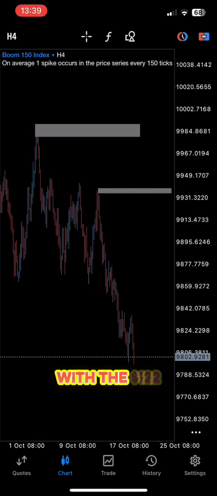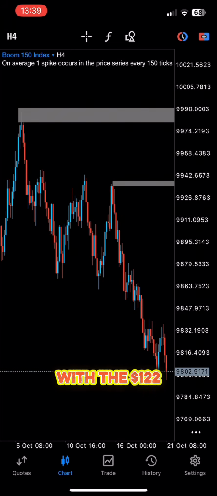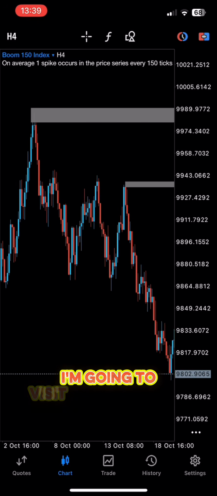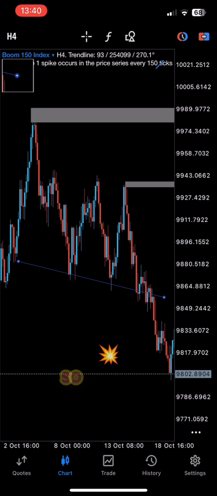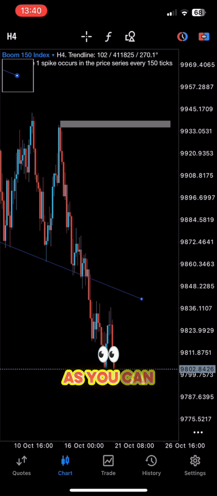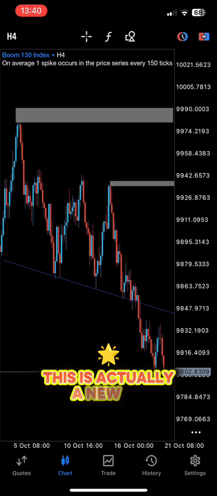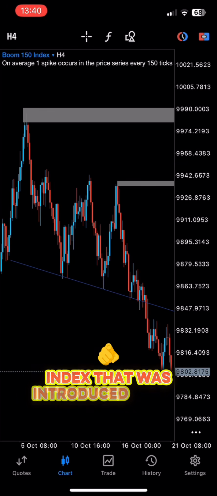With the $122 that is left in the account, I'm going to visit the volatility index, the Boom 150. With the Boom 150, as you can see, this is actually a new index that was introduced by Deriv.